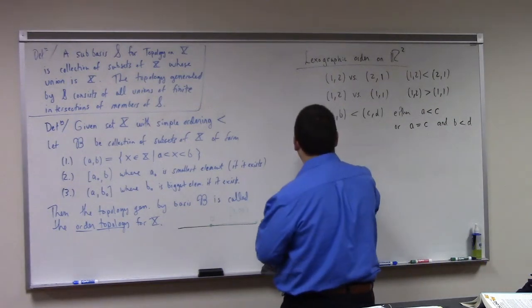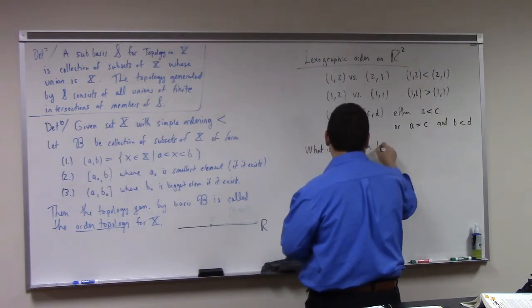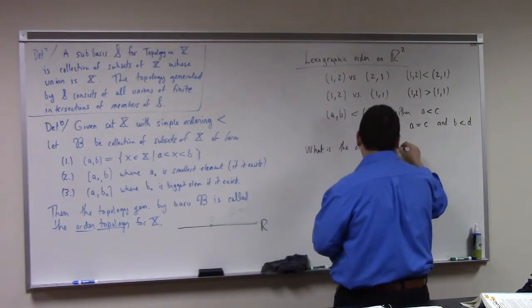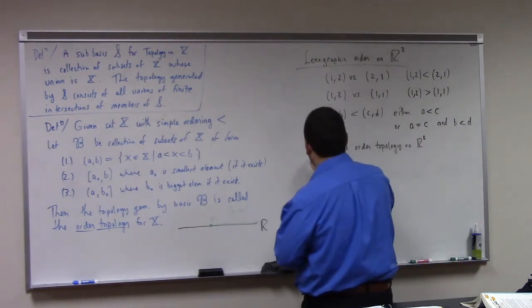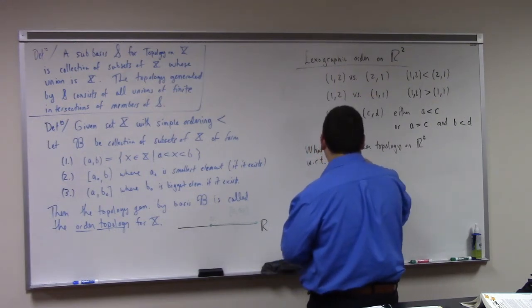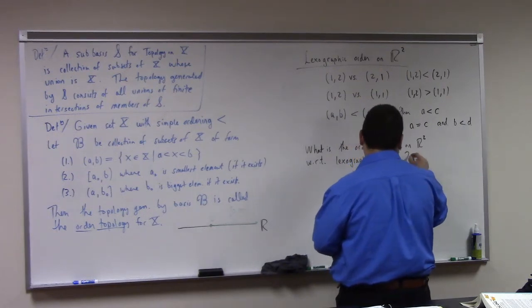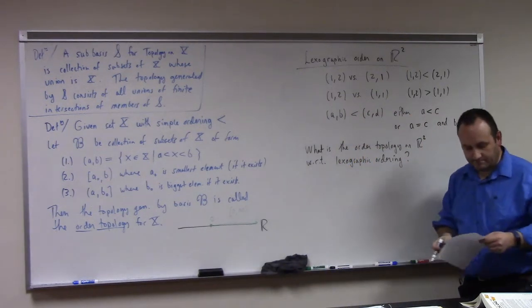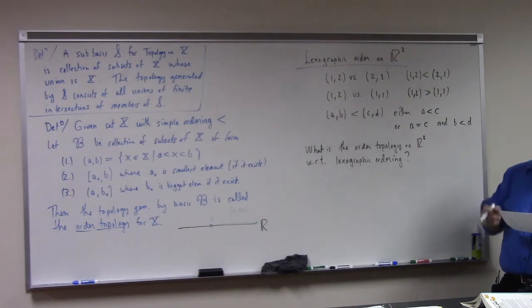So what is the order topology on R2 with respect to the lexicographic ordering? You say it'll be a bunch of lines.